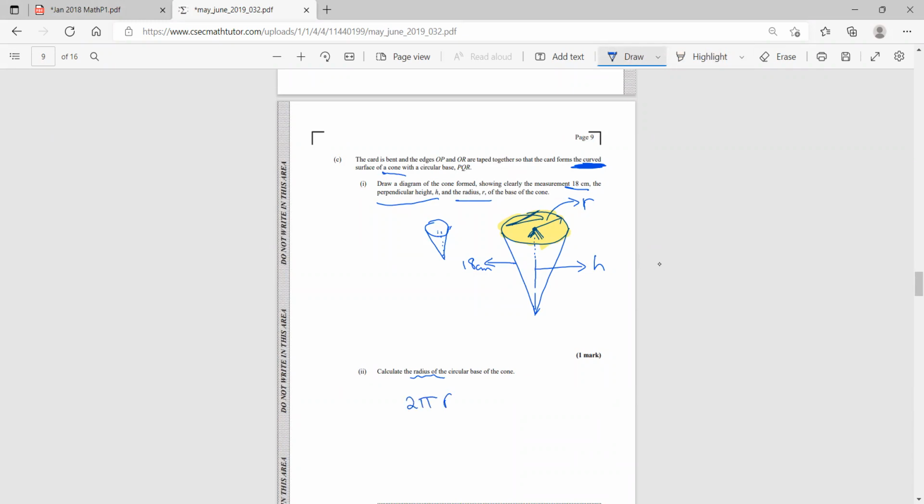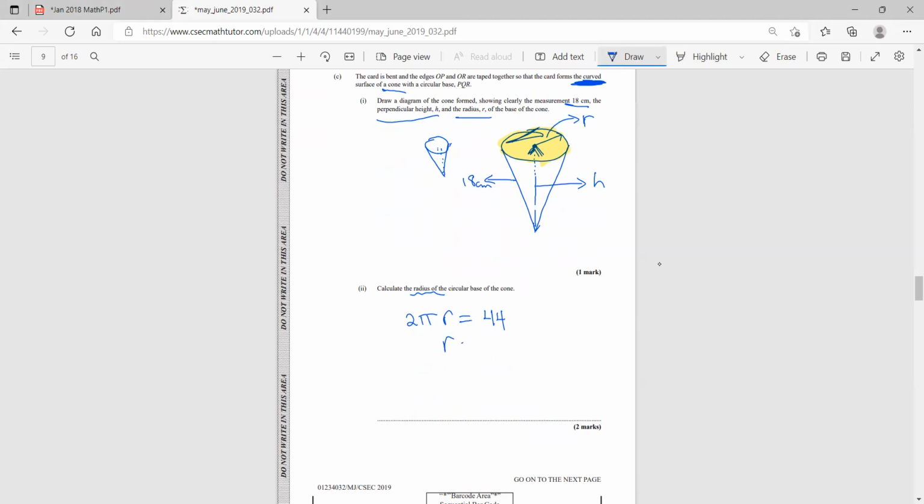So 2 pi r is equal to how much? 44, right? You're with me? Therefore, r is equal to 44 divided by 2 pi, which is 44 divided by 2 by 22 over 7. And what will be the answer for that? Work out your denominator first, get your answer, and then do your division. Don't skip any steps. Everyone got 7 as the radius.